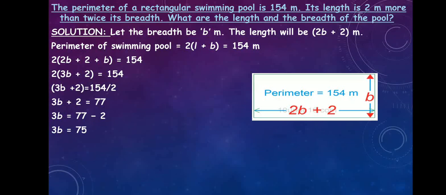3b is equal to 77 minus 2, or 3b is equal to 75, and b is equal to 75 divided by 3. So b is equal to 25. Breadth is equal to 25.